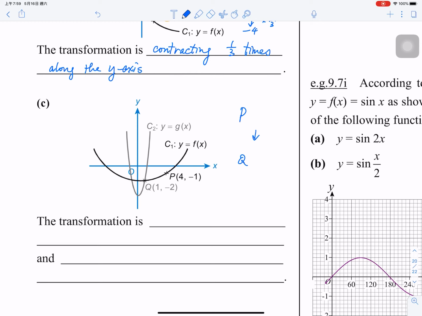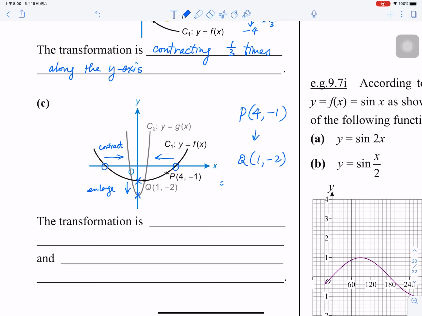And this time you see that x-intercept, okay, contract, right, contract. How about y-intercept? Goes down, right? Okay, so this one may be enlarge. This one contract. Okay, again from P to Q. Now P is 4, -1, and Q is 1, -2, right?